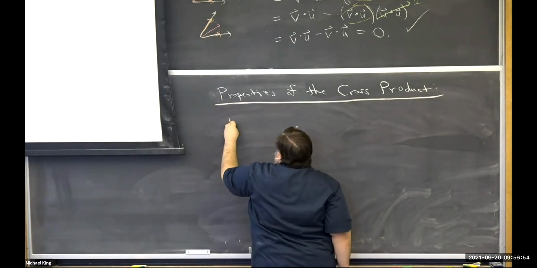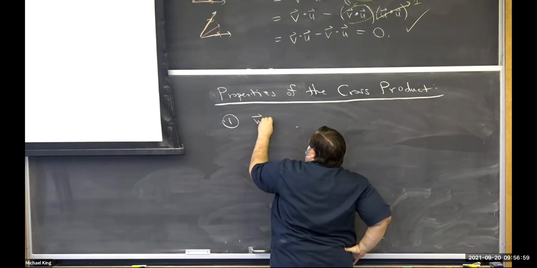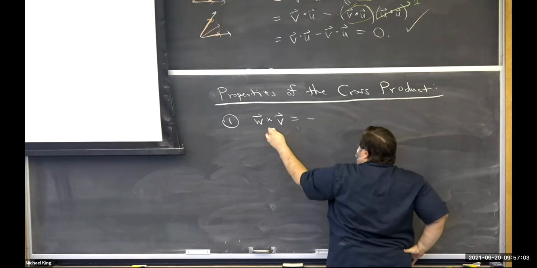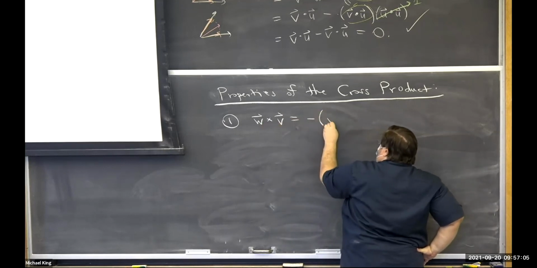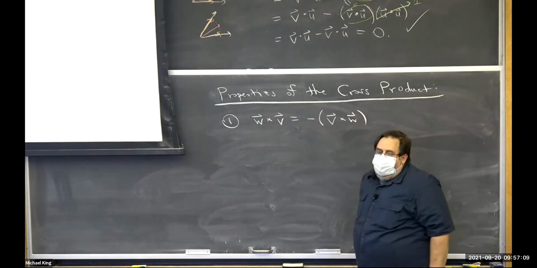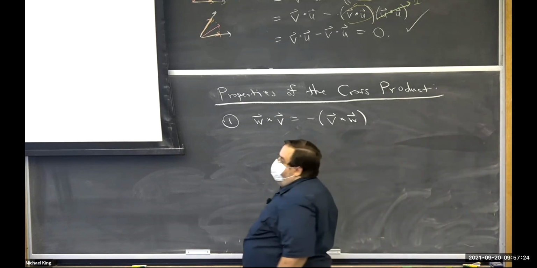So one property is anti-commutativity: if you do W cross V, you get minus V cross W. And you can certainly see it in the algebraic formula. If you just switch the V's and W's in the algebraic definition, you pick up minus signs.